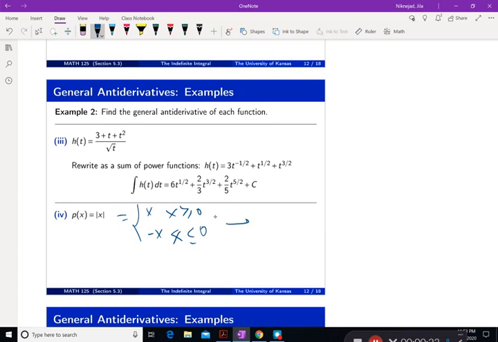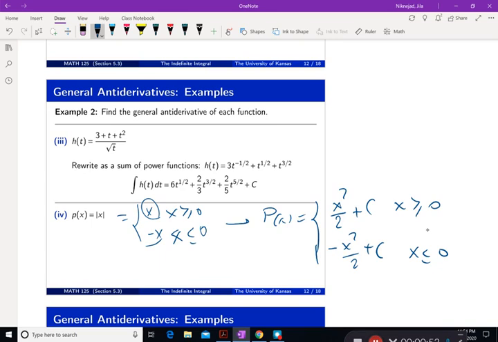And so to find the antiderivative, the first step, let's say this is capital P of x. Take the antiderivative of this one, and that would be x to the power 1 more divided by 2. Take the antiderivative of this one, negative x to the power 1 more, so 2, divided by 2. And plus c, this is the general form.